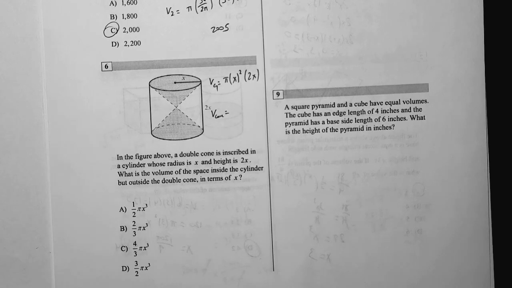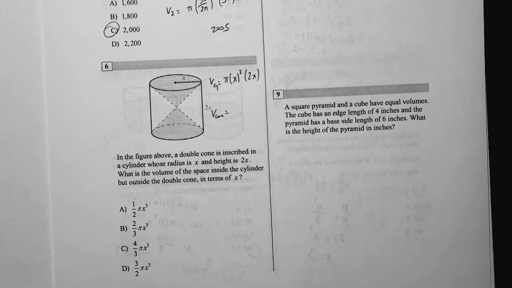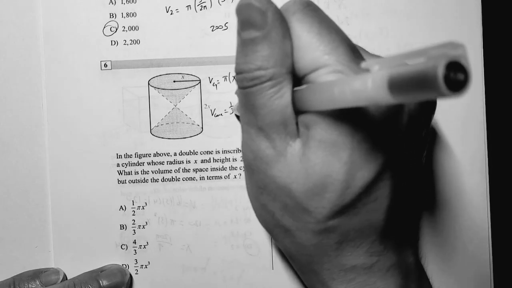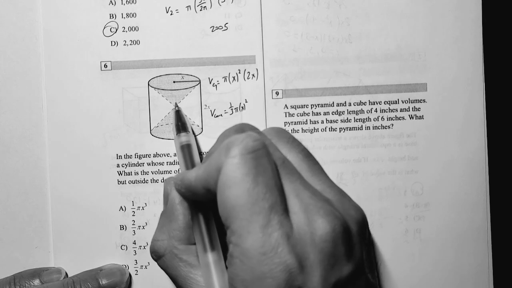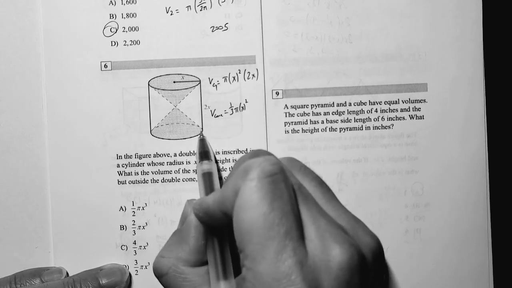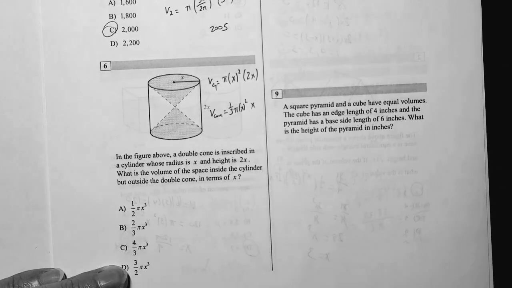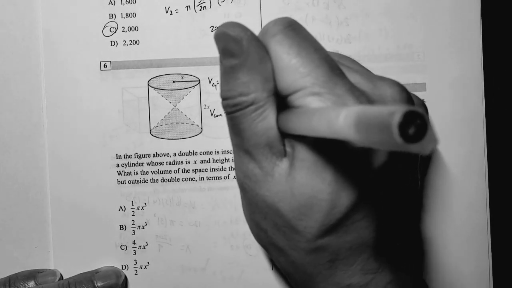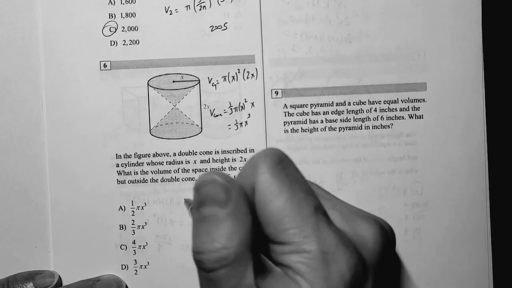It's 1/3 area of the base times the height, right? So it's 1/3 area of the base times the height. What's the height? This is 2x. If you safely assume symmetry, half is x then, times x. Okay, so that is 1/3 pi x cubed. Okay, so you're going to subtract these two now.